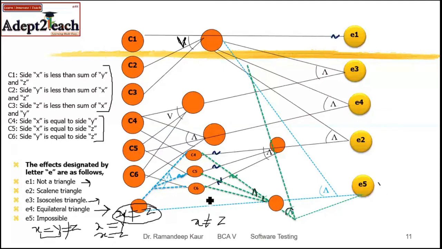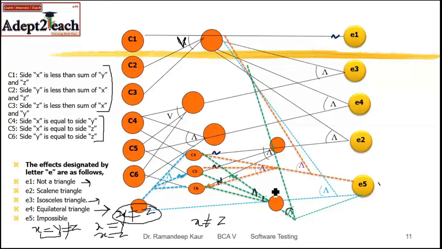Last condition. Now I will negate C6. This orange color negation is of C6. So C6 negation, C5 original, C4 original. Again I will AND them. Then the first output from here, the second output from the triangle problem. Again I will AND both of them, and it will reach E5, that is my impossible condition.